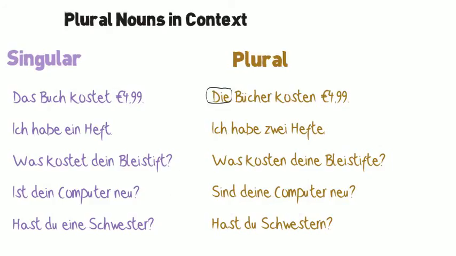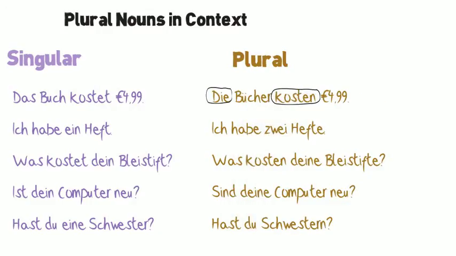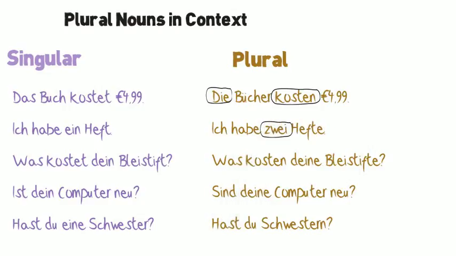First of all, notice in the first sentence that das has become die. Buch is still a neuter noun, of course, but all plural nouns become die. Also notice that kostet from the singular sentence has become kosten. Das Buch was the subject of the first sentence, so kostet was conjugated to match. But now it's die Bücher, a plural noun, so the conjugation of kosten has to change to match that plural subject. In the second sentence, notice that ein Heft has become zwei Hefte.